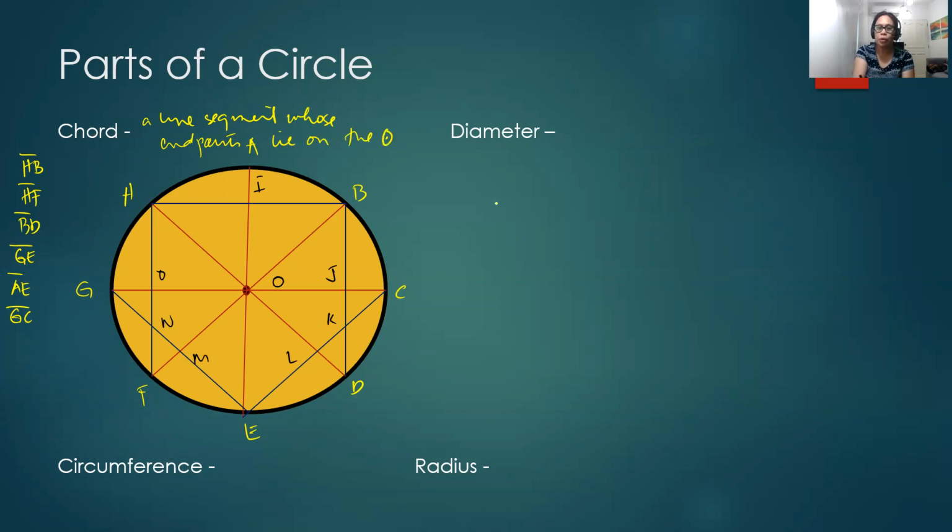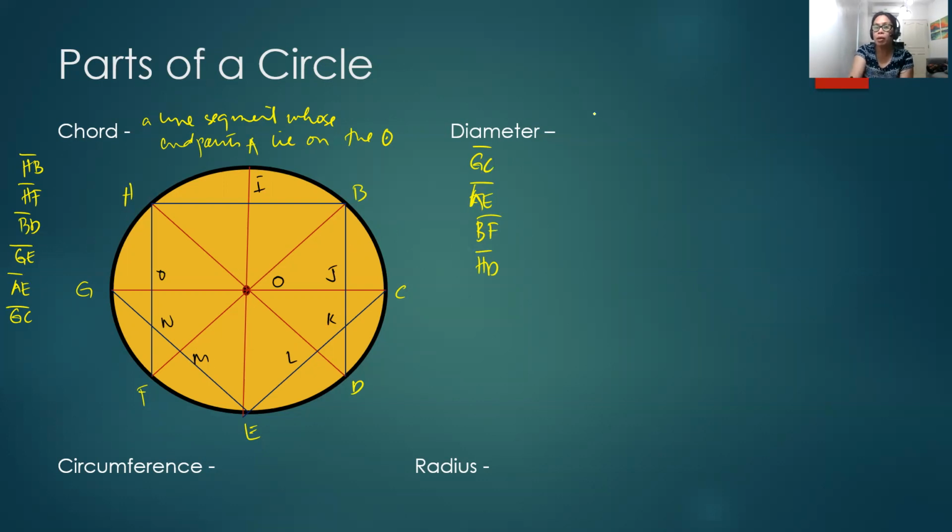Now, when we say diameter, we can get some from the chord as diameter too. So we have line segment GC, line segment AE. Okay, we also have line segment BF, line segment HD, and many more. And the endpoints of each diameter here also lie on the circle. But another thing here, each of these diameters passes through the center.